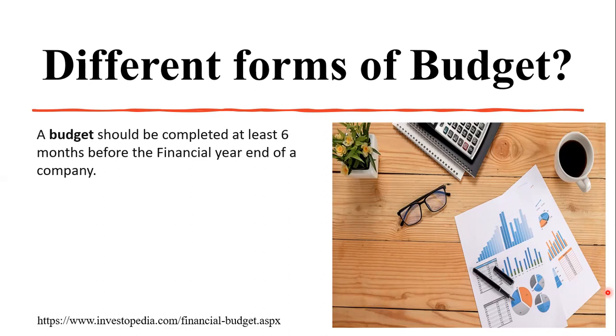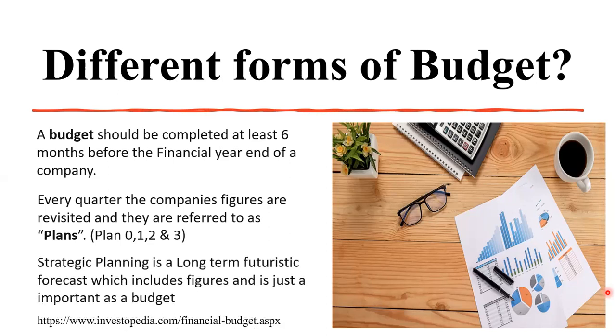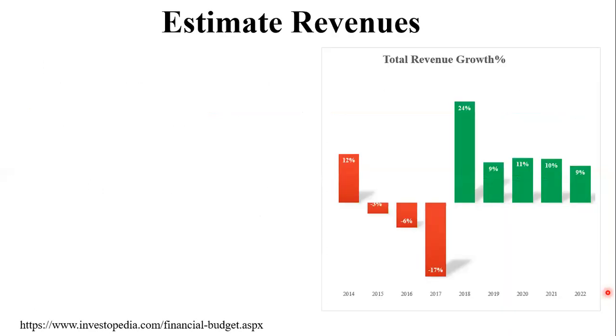The forms of budget that one can get: your initial budget, which has to be completed at least 6 months before financial year end. Then the plan figures are figures that are built on the budget, and they are reviewed or revisited quarterly. They come up with plan 0, 1, 2, and 3. Then strategic planning is a long-term futuristic forecast, which includes figures and is just as important as the budget.